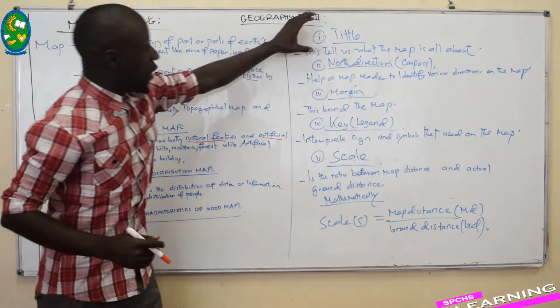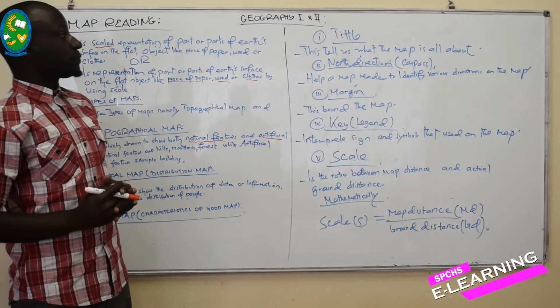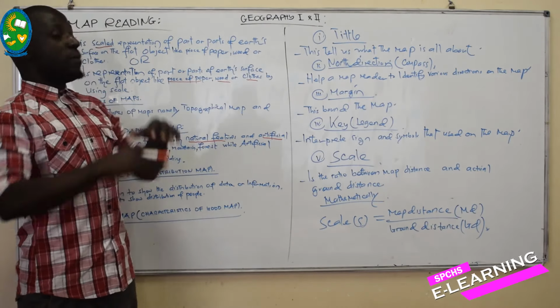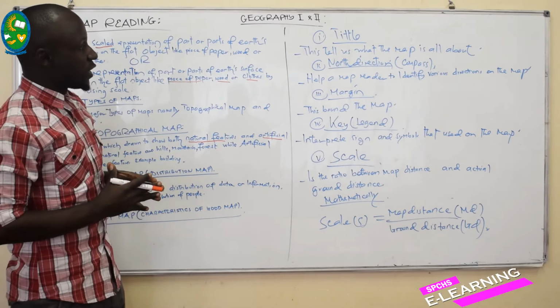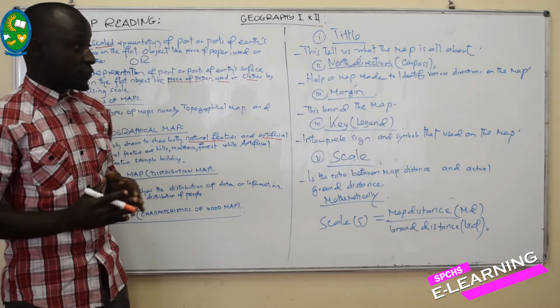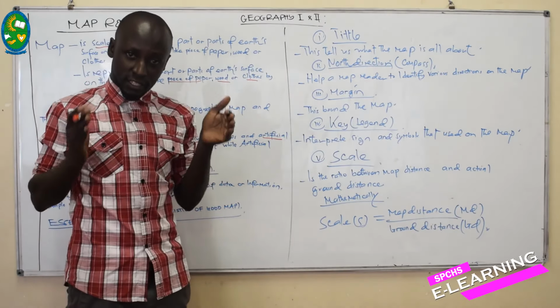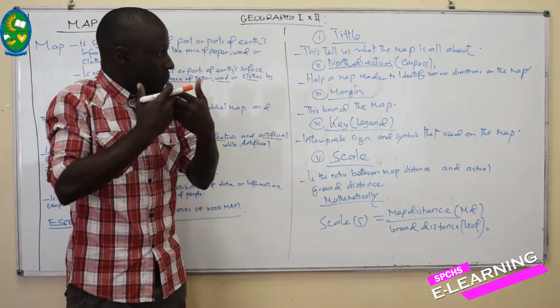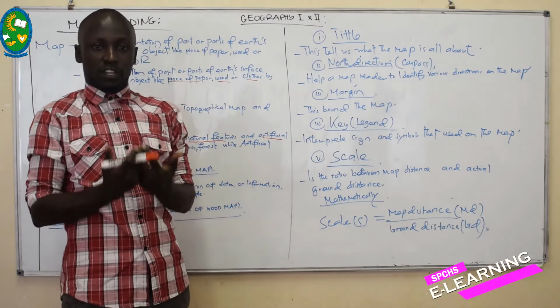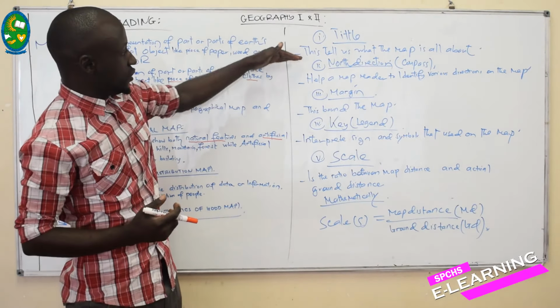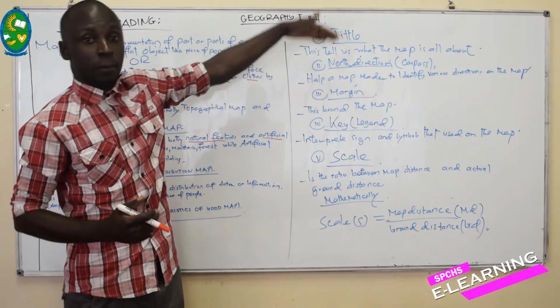When we talk about title, what do we mean? Title, or you may say heading, tells us what the map is all about. The function of title is to tell you as a map reader the main aim or purpose of the map, that the map deals with what. So that is title. It tells us what the map is all about.